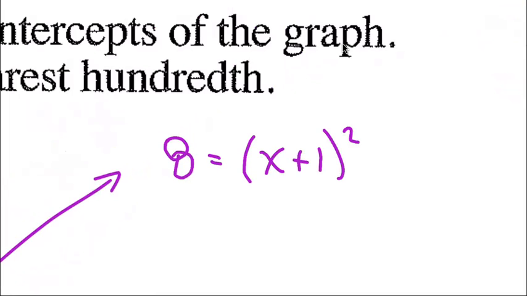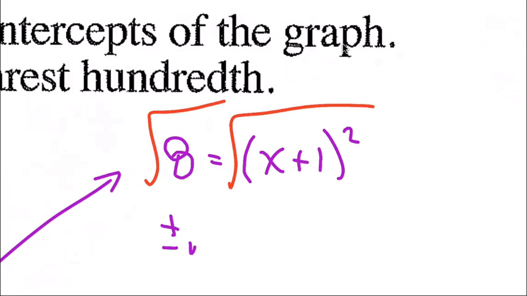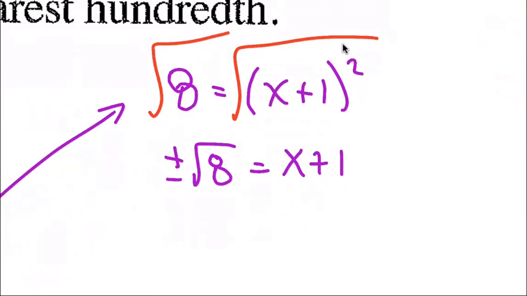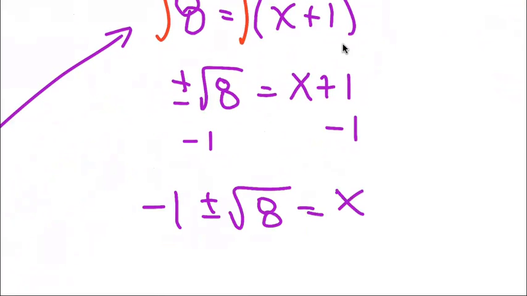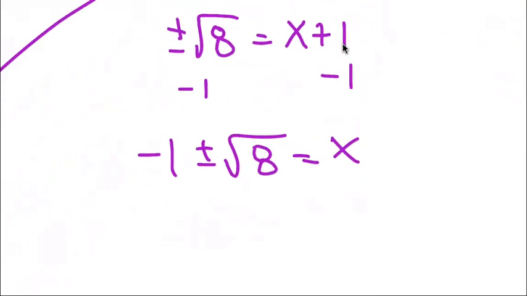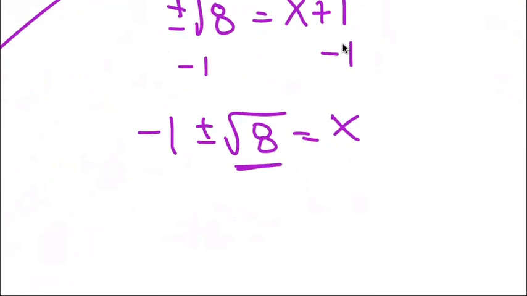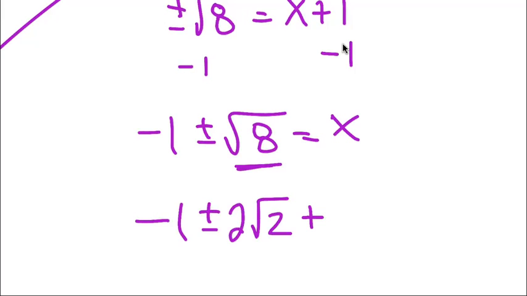I'm going to square root both sides. Remember, that gives you the plus or minus square root version, equals x plus 1. And I'm going to subtract 1. Negative 1 plus or minus the square root of 8 is equal to x. And again, just like always, just like before, we need to simplify this radical, which hopefully you remember is 2 root 2. Oops, not plus, that's equals.